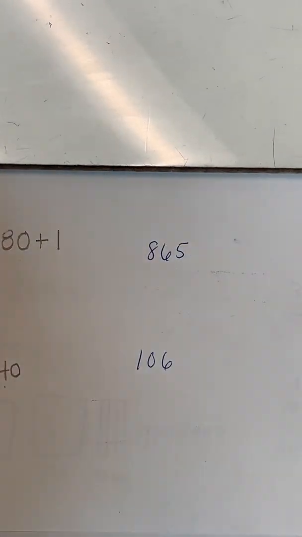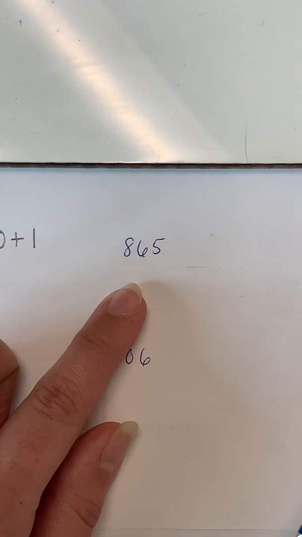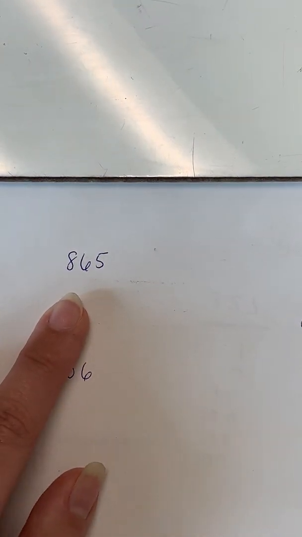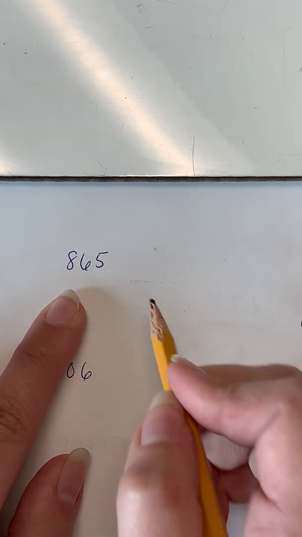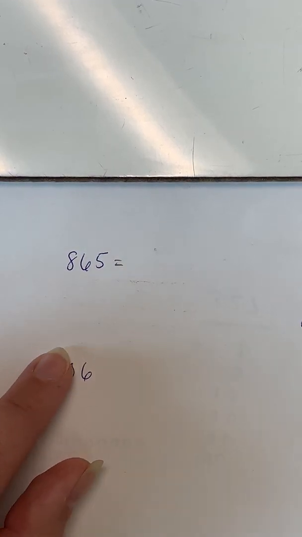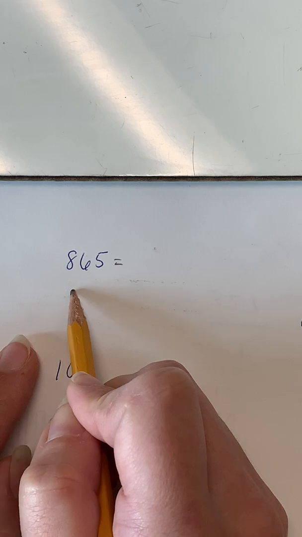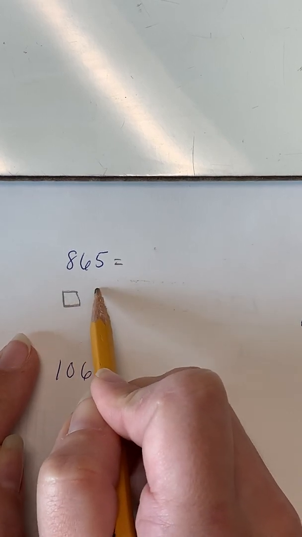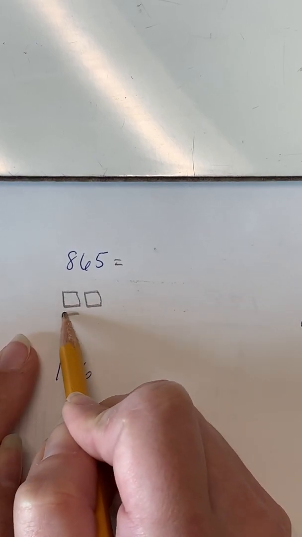Now let's try 865. How do we write that in expanded form? If you need to, friends, and need to draw yourself a picture to help, go ahead.